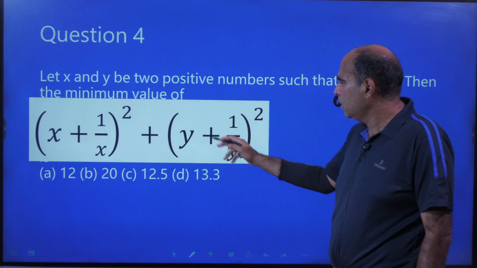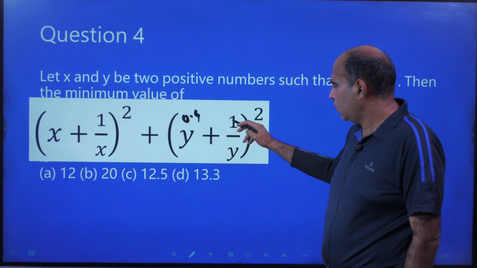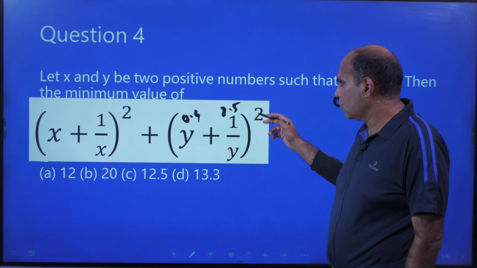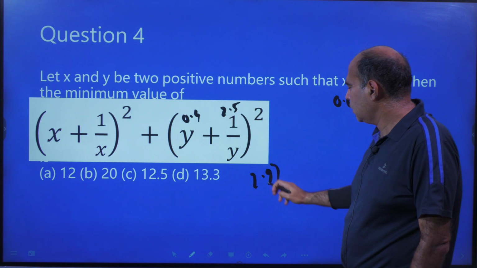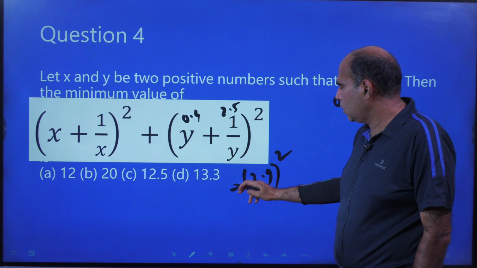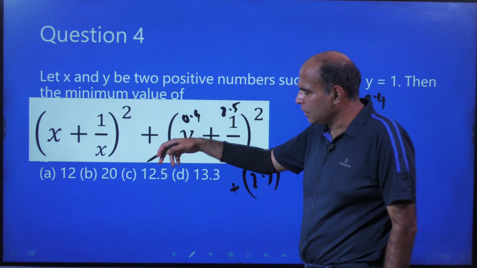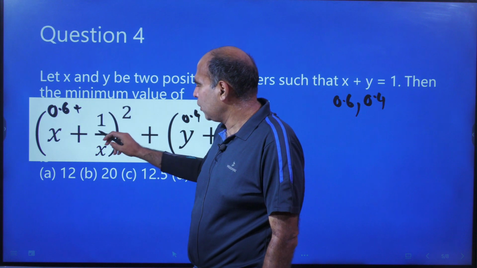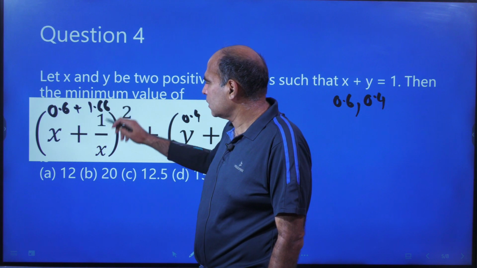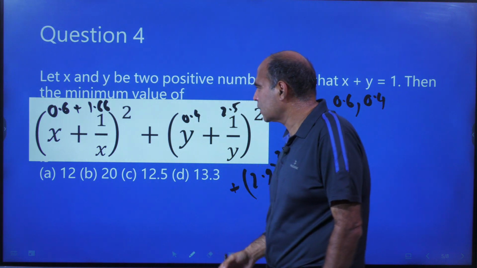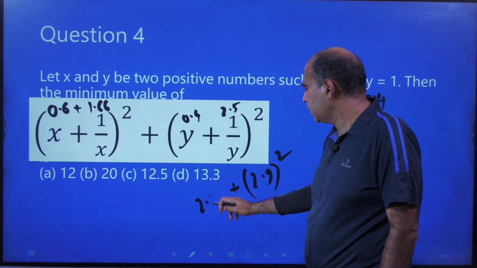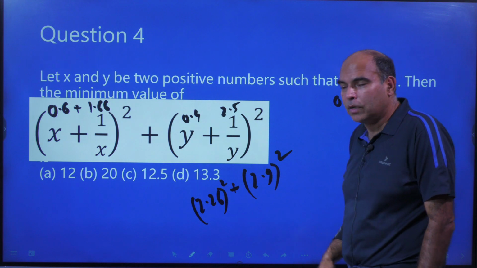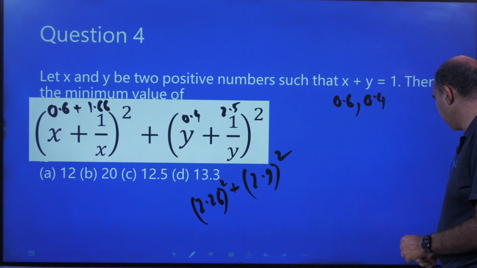जैसे 0.4 है तो ये 0.4 है और ये 1 by 0.4 है, which is 2.5. So ये 2.9 whole square हो जाता है, और वो 0.6 plus 1 by 0.6, ये 0.6 है और 1 by 0.6, which means 1.666. So 2.26 square हो जाता है. If you try this on the calculator, you will see that the value actually turns out to be much more than 12.5.